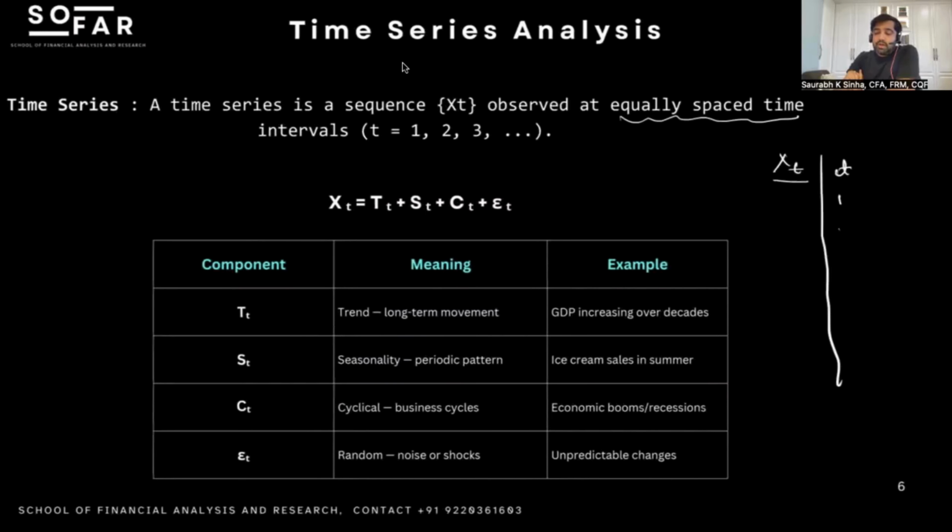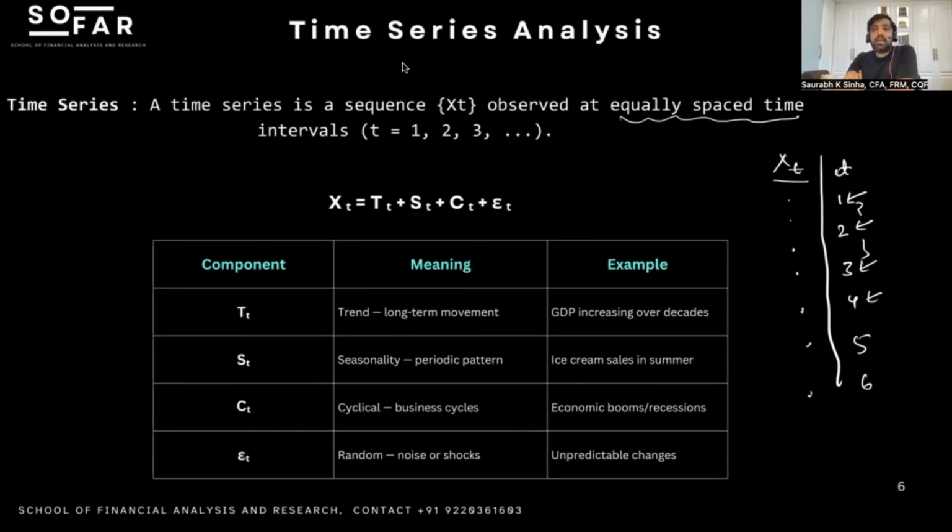If I'm writing 1, 2, 3, 4, 5, 6, I don't know what 1 represents, 2 represents, 3 represents. If it is month, it has to be equally placed. If it is year, it has to be equally placed. If it is seconds, it has to be equally placed. And then you observe the data point. If it is not equally placed, you will not be able to analyze the time series, analyze a sequence of data.